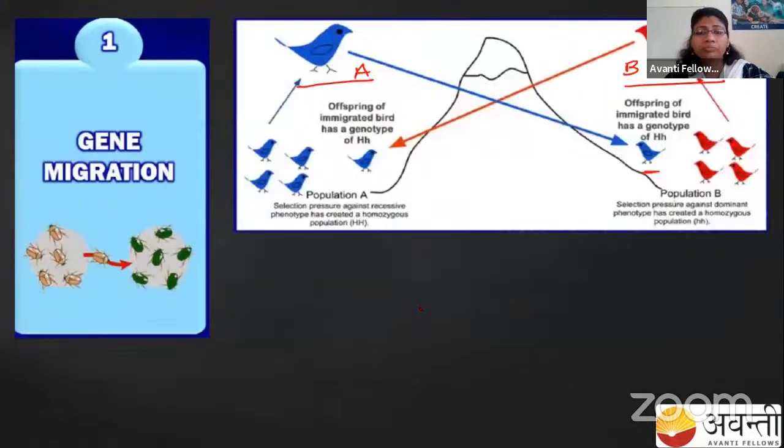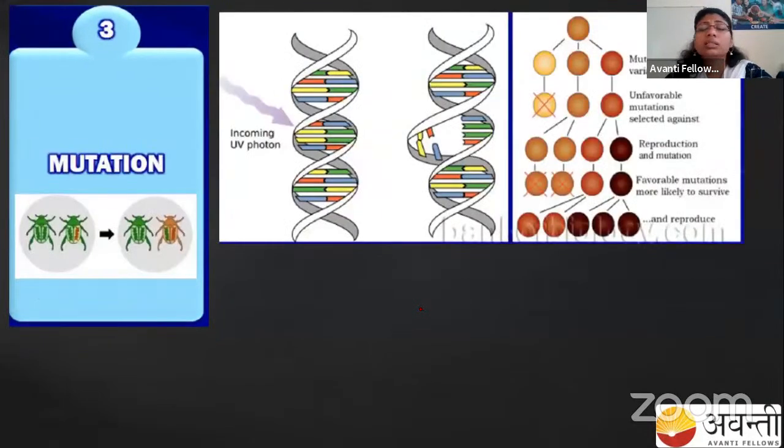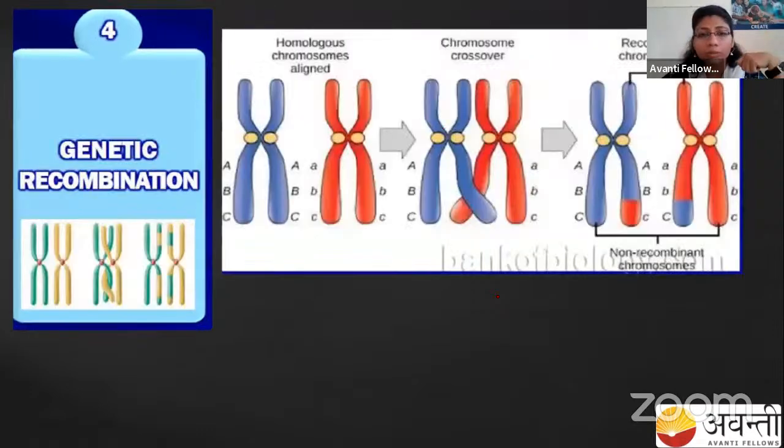Then we have mutation, a small change can lead to varieties. So here we can take the example of our skin color. A small variation, a small change or recombination in our genes leads to the formation of different types of skin color. For this, we have several factors responsible leading to mutation.